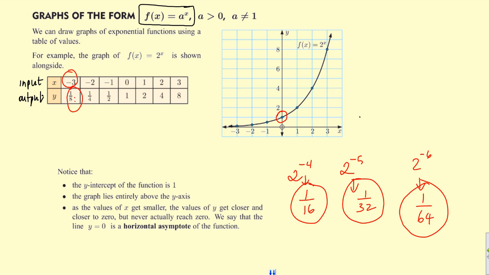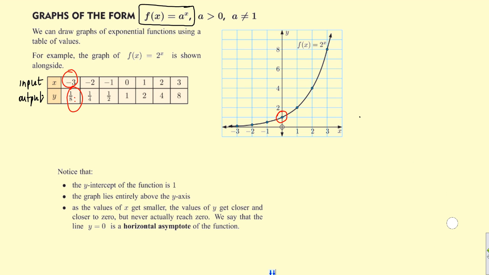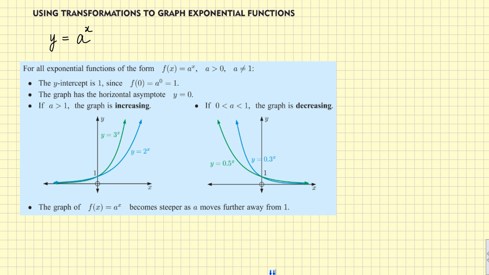Now, does it always have to be 0? No, it doesn't, because we'll see when we look at the transformations, it could move up and down to other places on the graph. All right, so let's take a look at our first graph.